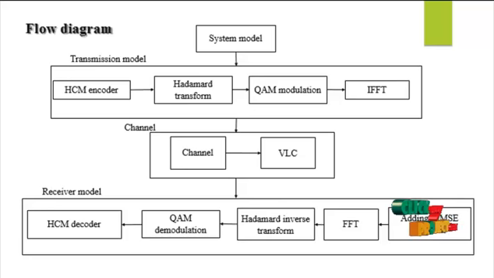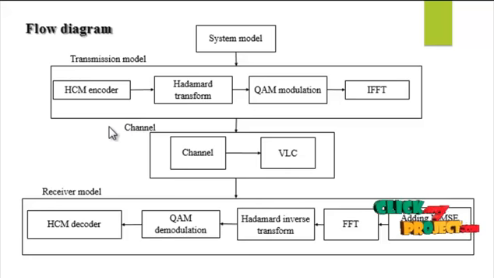Let us discuss the flow diagram of the process. In the flow diagram, first of all, there is the system model, and then the transmission model, channel, and then receiver model. So this is the overall flow diagram of the process. The system model is subdivided into three categories: one is the transmission model, then the channel, and then the receiver model.